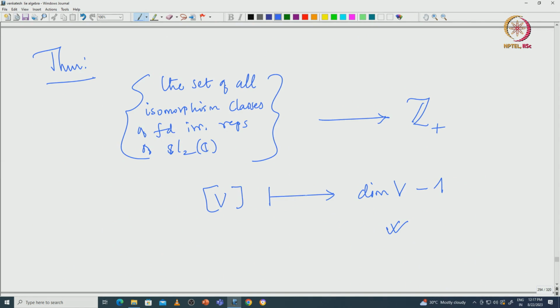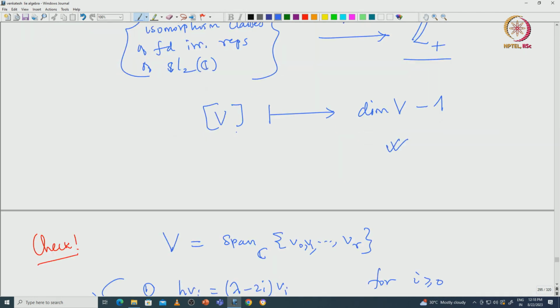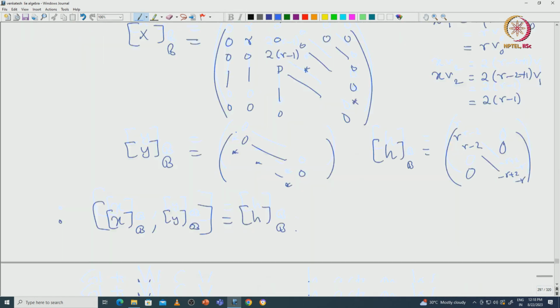So, that means that we have established a bijective correspondence between the set of all isomorphism classes of finite dimensional irreducible representations of SL2C and the non-negative integers. Okay. So, we know completely all the information about a given finite dimensional irreducible representation of SL2C using our analysis.